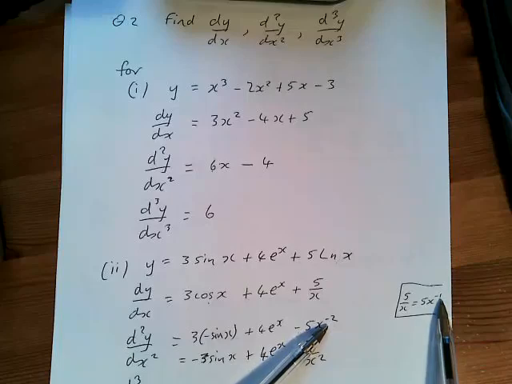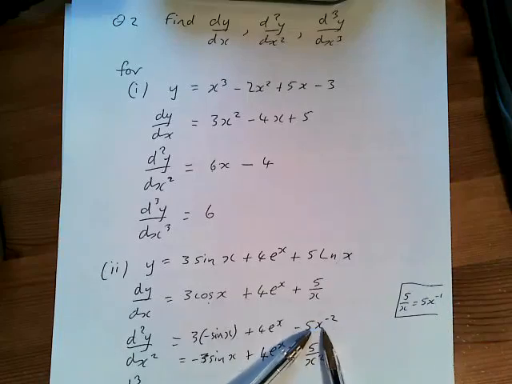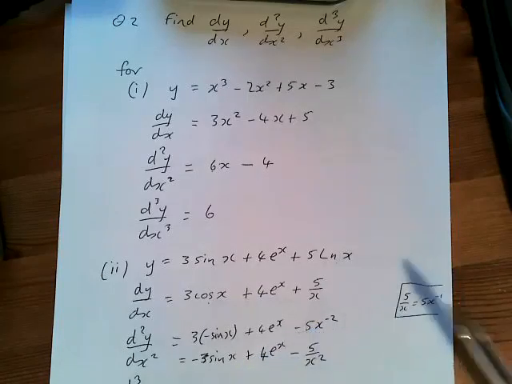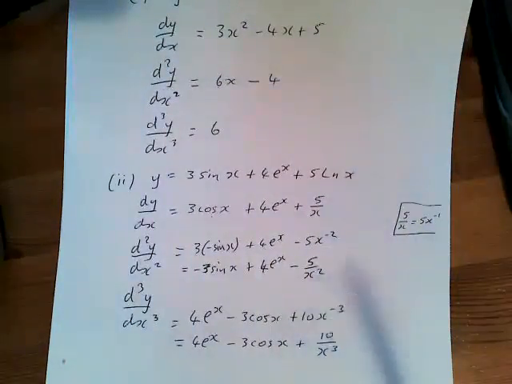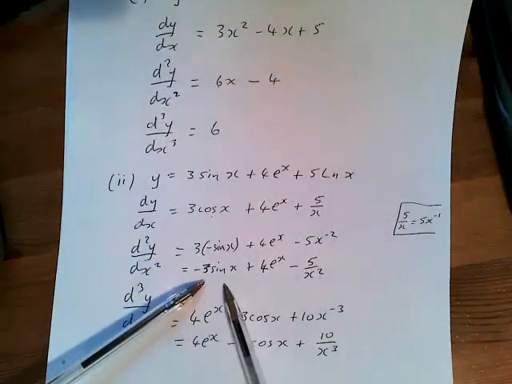I take 1 away from the old power. Minus 1 minus 1 is minus 2. If you want, you can write that as minus 5 over x squared. So that's giving us the second derivative. If we want to jump on from there to get the third derivative, we're differentiating the second one.